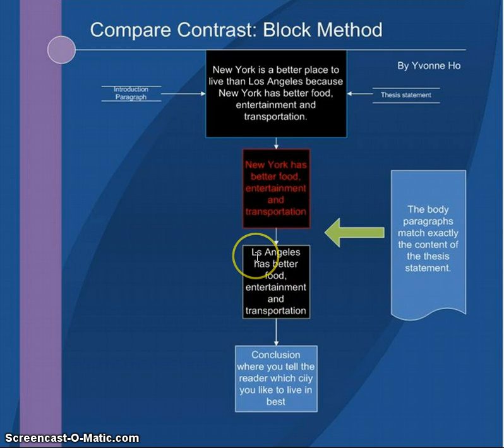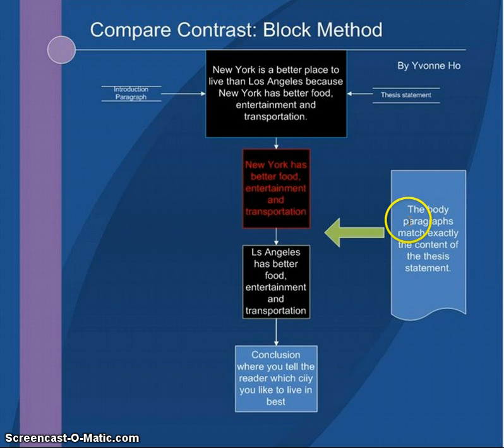I know there's a mistake here. This is supposed to be Los Angeles, L-O-S, Angeles, has better food, entertainment, and transportation. And in each paragraph you have parallel structure. Here you would write New York and talk about the food, the entertainment, and transportation. Then in the second paragraph you do the same, except you talk about Los Angeles: food, entertainment, and transportation. And so you have parallelism between the two paragraphs, except in one paragraph you're talking about New York, and in the other paragraph you're talking about Los Angeles, L-O-S, typo, Angeles.